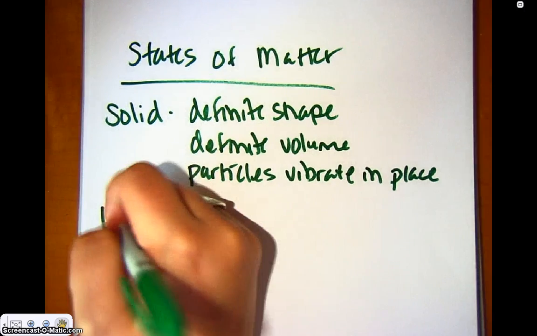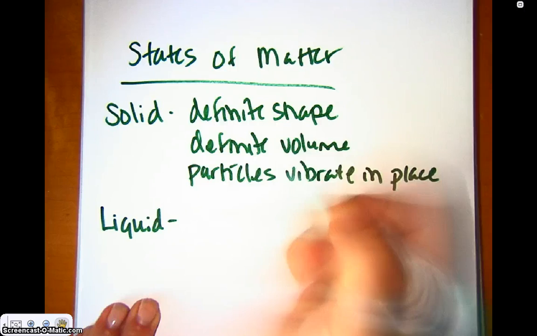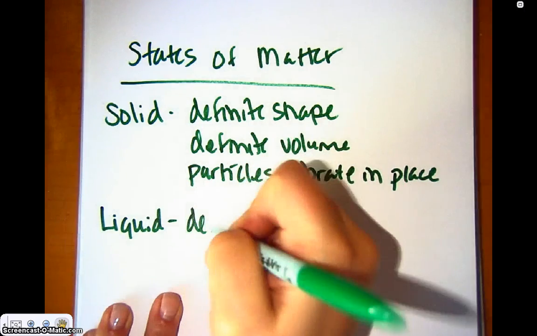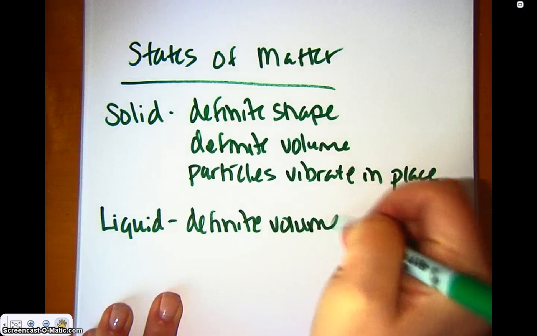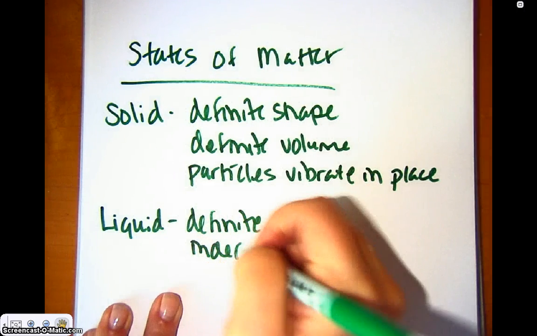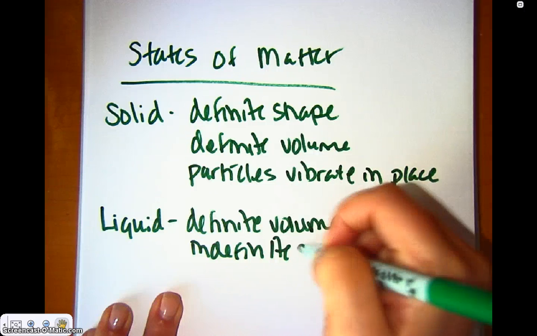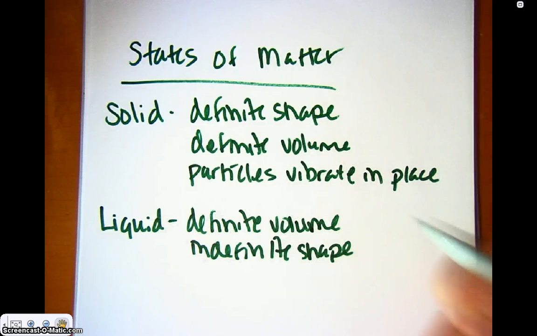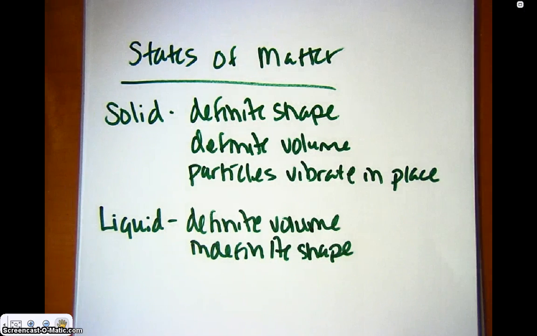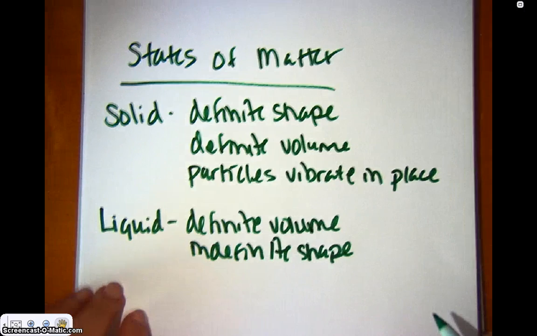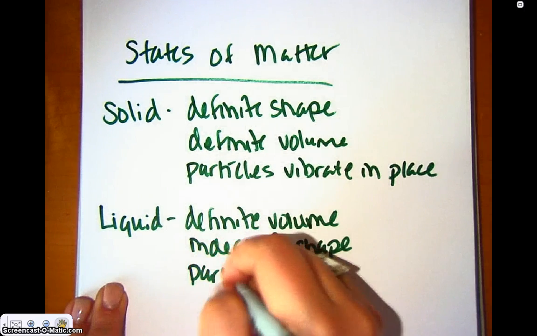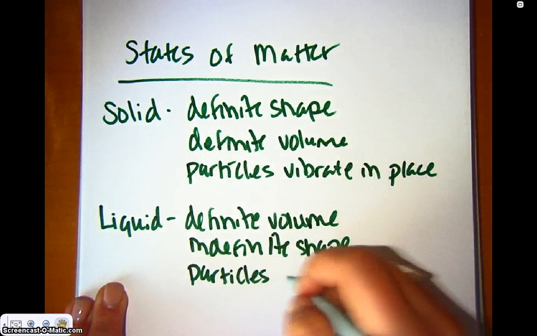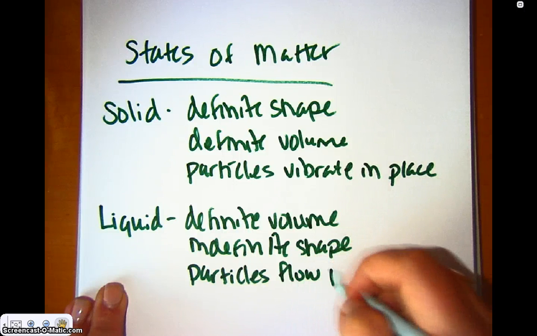Then we have liquids, which we say have a definite volume but an indefinite shape. They fit the container that you put them in. So if you put them into a round container, they'll be round. If you put them into a square container, it'll be square. In this case, the particles of a liquid flow past one another.